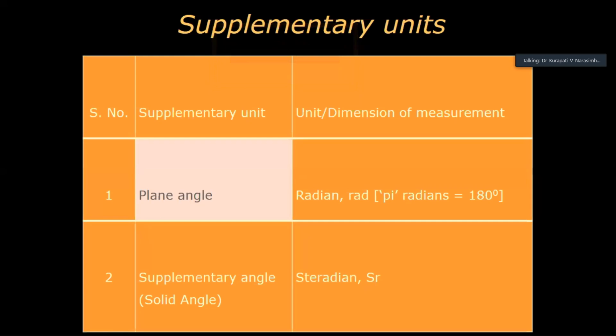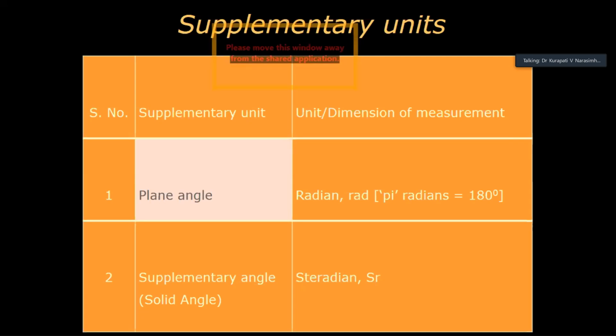Pi radians are equal to 180 degrees, where pi is your standard pi, that is 22 by 7. Actually, the value of pi itself is a big topic for mathematicians. The value of pi is, you draw a circle, measure the circumference of a circle, and divide the circumference of a circle by the diameter. So we know very well the circumference of a circle is pi d, and diameter is d. So pi d by d will give you pi.